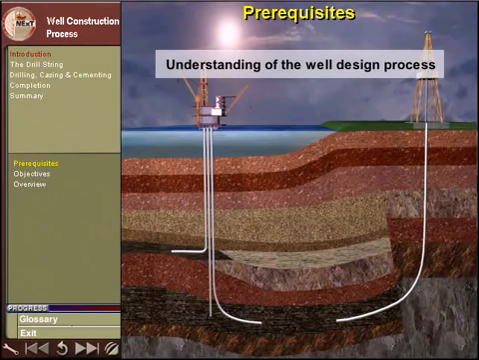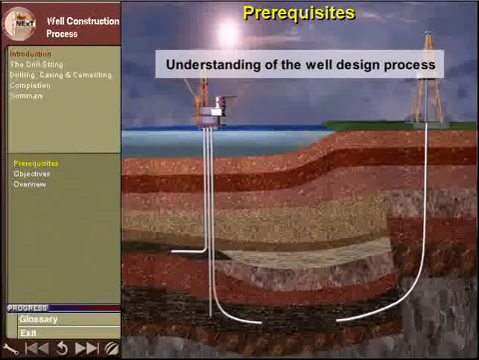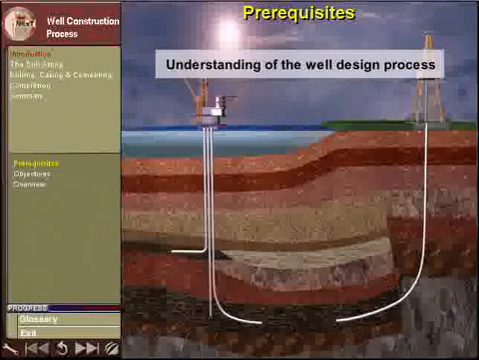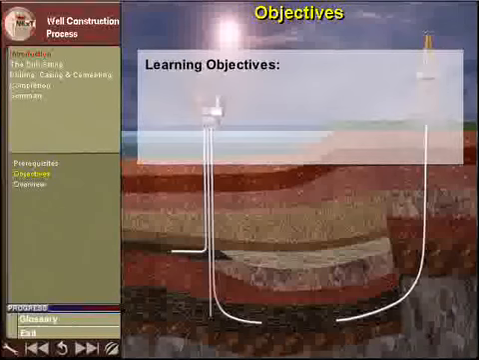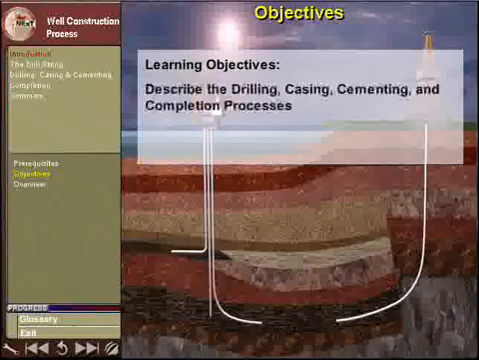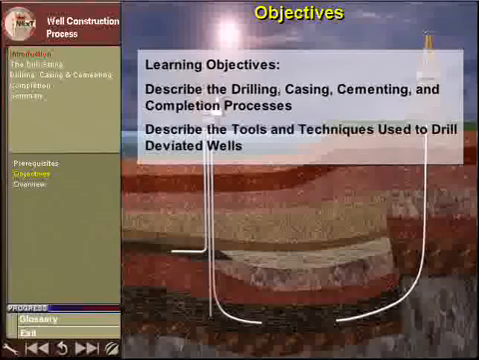Welcome to the IUPI Well Construction Process module in the reservoir development phase of the E&P life cycle. Before beginning this module, you should have an understanding of the well design process. This module covers the processes involved in constructing a well. At the end of this module, you should be able to describe the drilling, casing, cementing, and completion processes. Describe the tools and techniques used to drill deviated wells.